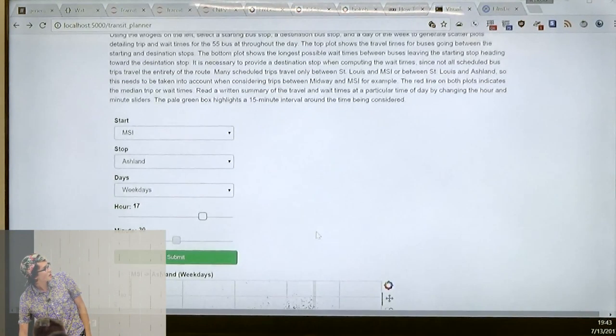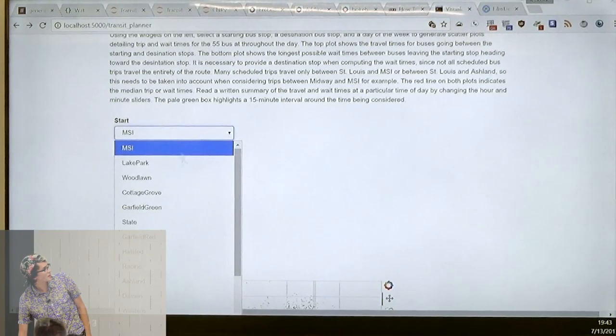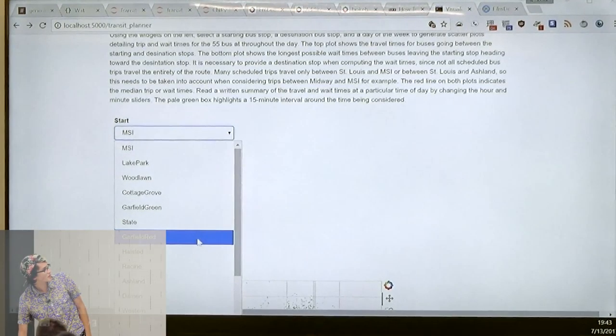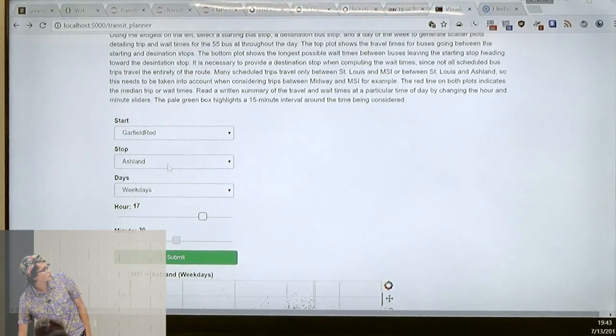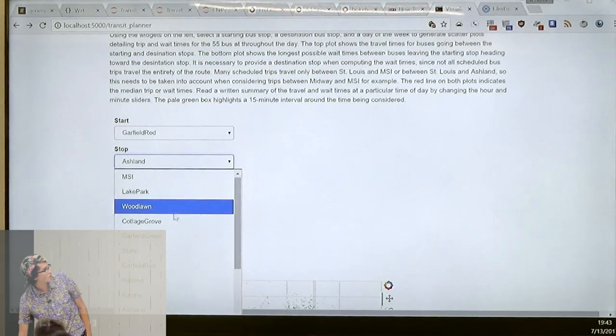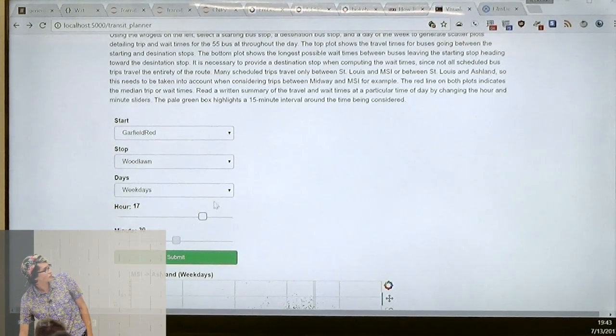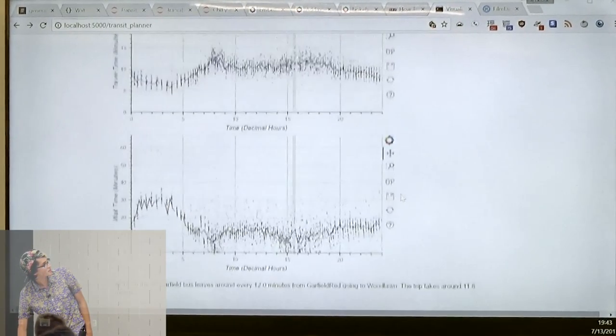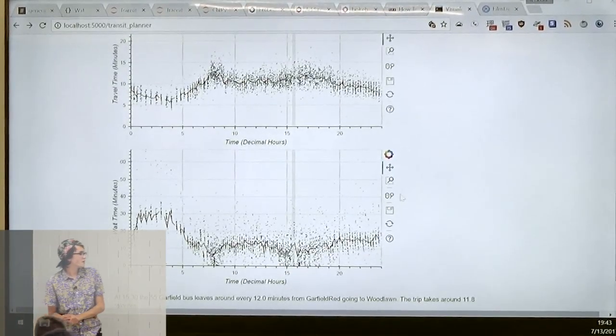So I took all of this data and plotted it using Bokeh and embedded it into a Flask app. So to try to answer my original question, if I put in the starting stop that I was at, the Garfield Red Line, and I usually got off the bus around Woodlawn, and I usually traveled around 3:30 p.m., we'll get some plots.